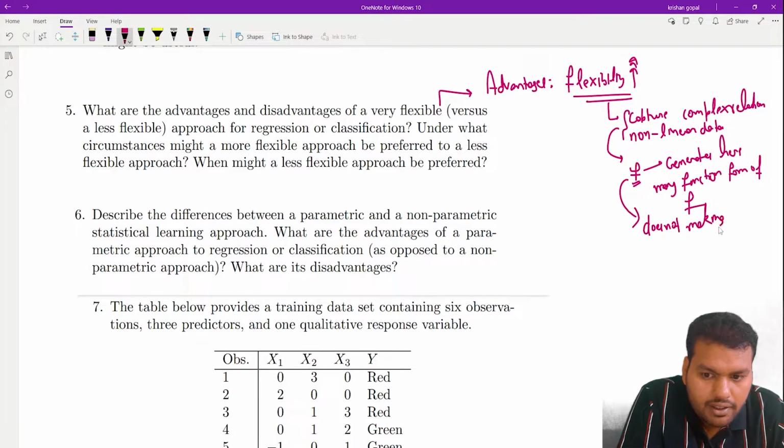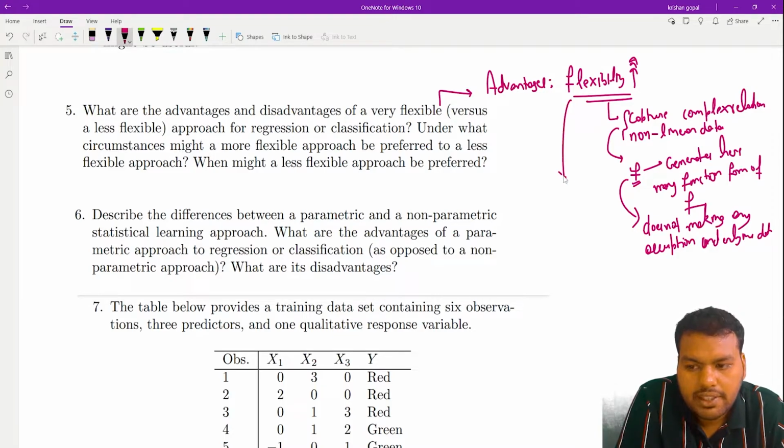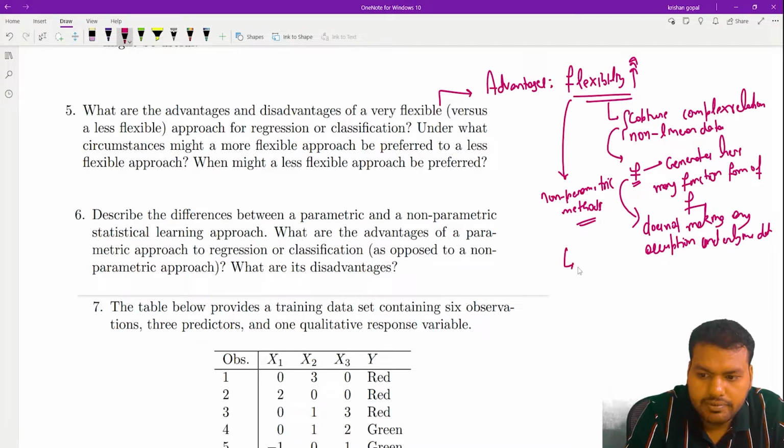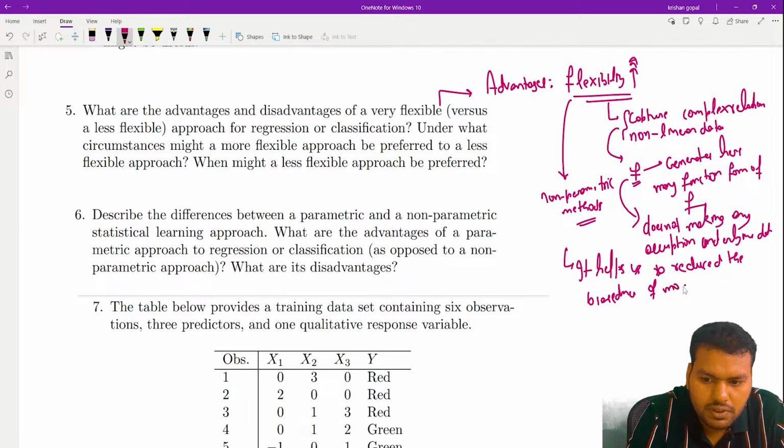it does not make any assumption about the underlying data. That means flexible methods are completely non-parametric methods. Then one of the most important things is that it helps us reduce the bias of a model. Okay, now this is the advantage.